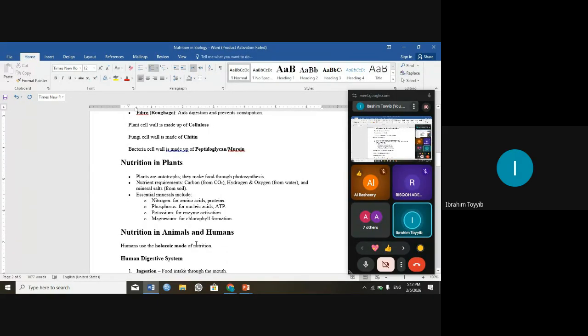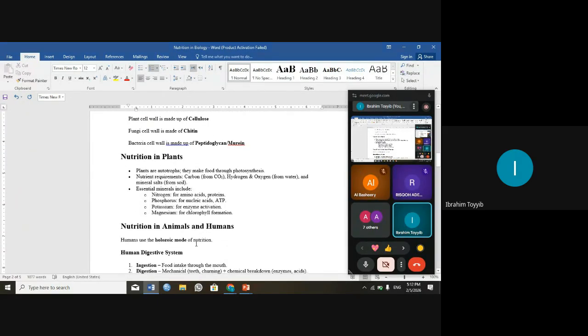So let's come to nutrition in plants. Plants are autotrophs, that is, they make food through photosynthesis. What's the other type of autotrophic nutrition we have apart from photosynthesis? Chemosynthesis. And it is carried out by what organism? Bacteria, nitrifying bacteria. Yes.